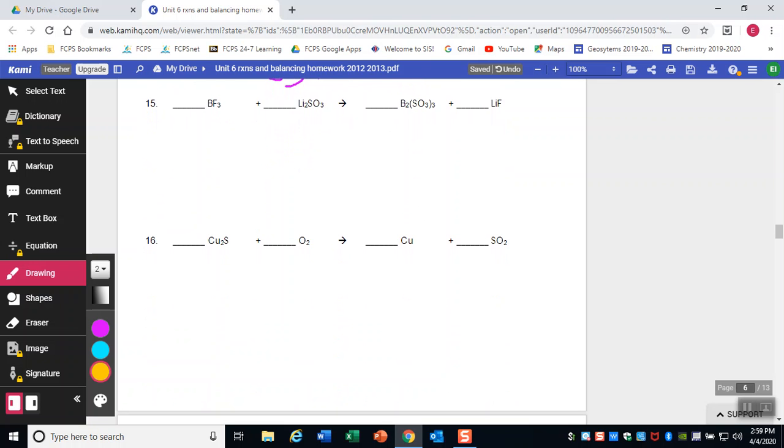So it's just like a puzzle. You just look at what you're given and just kind of keep working back and forth till you get it balanced. So here we go.